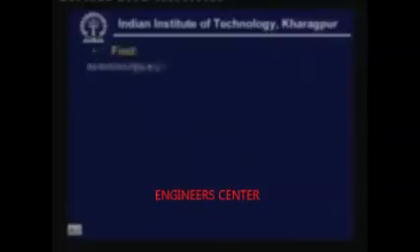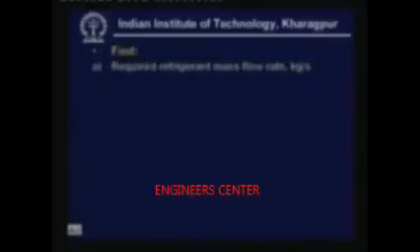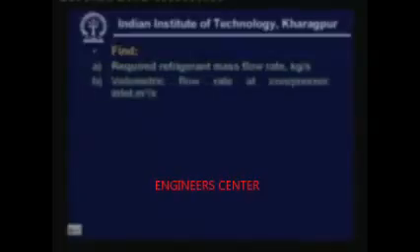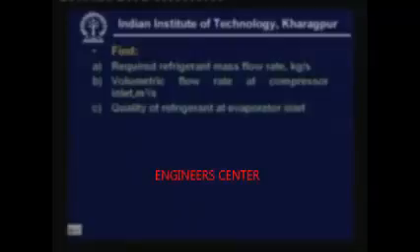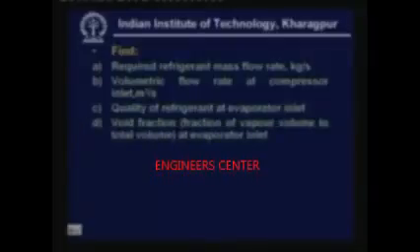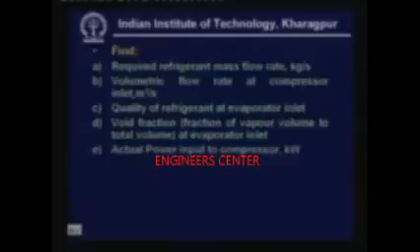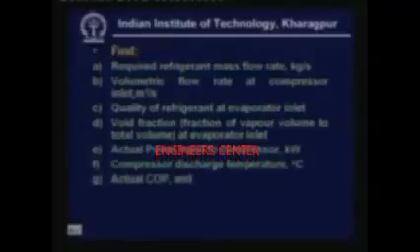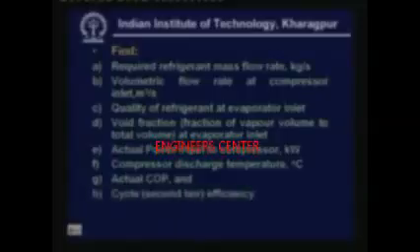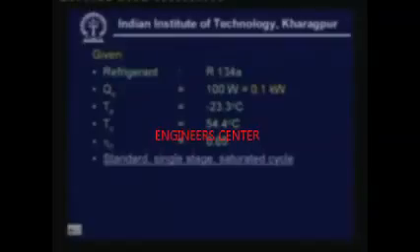From this information, we have to find out the required refrigerant mass flow rate in kg per second, volumetric flow rate at compressor inlet in meter cube per second, quality of refrigerant at evaporator inlet, void fraction at evaporator inlet, actual power input to compressor in kilowatts, compressor discharge temperature, actual COP, and finally the cycle or second law efficiency. So this is the list.